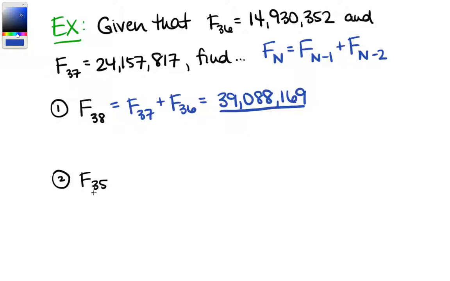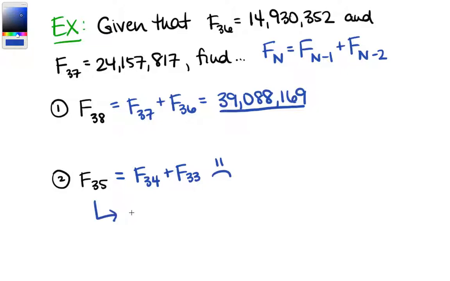Part 2 is slightly trickier. We want to find F35, and if we do what we did last time, the two previous are F34 and F33, but we don't have any information about those, so this is not going to work for us. So we sort of have to reverse engineer it. We're going to use the information we have about F36 and F37. I'll give you a minute, go ahead and pause the video and see if you can figure it out.